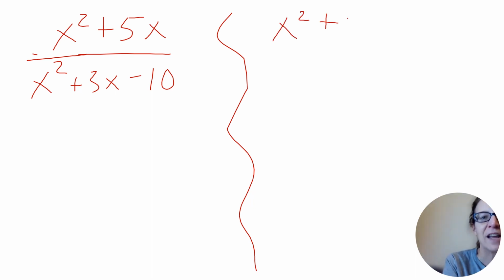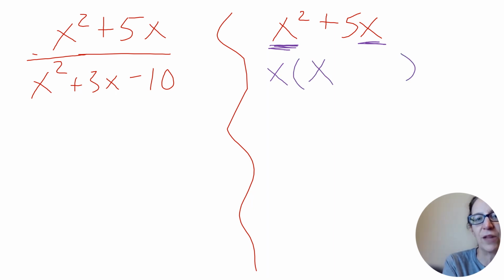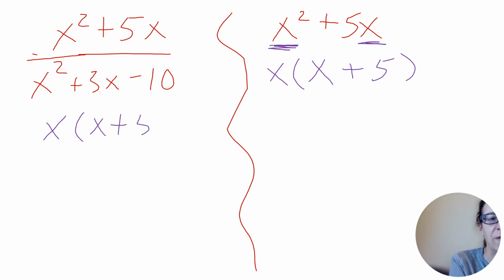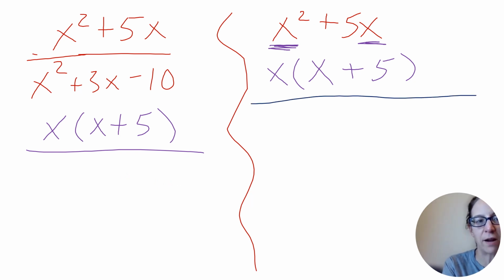X squared plus 5x. That has a common factor of x. So you've got x squared and then you have an x. So we would take the x out. X times x is what would give you the x squared, and if you factor out the x there, you're left with a 5. So the numerator here is x times x plus 5. And here's the good news. Probably in my denominator, I am either going to have an x or I am going to have an x plus 5. Not 100%. I don't want you guys thinking, oh, it's got to come out that way, but it probably will.